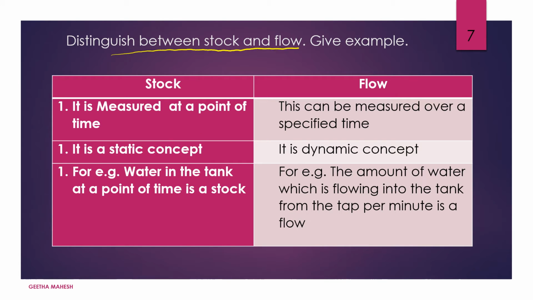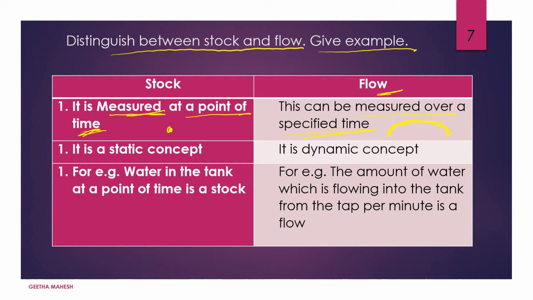Distinguish between stock and flow, give example. So what is the difference between stock and flow? Usually stock is measured at a point of time, whereas flow is measured over a specified time. Under flow, it is measured between two periods, over a period of time. But stock is measured at a point of time.